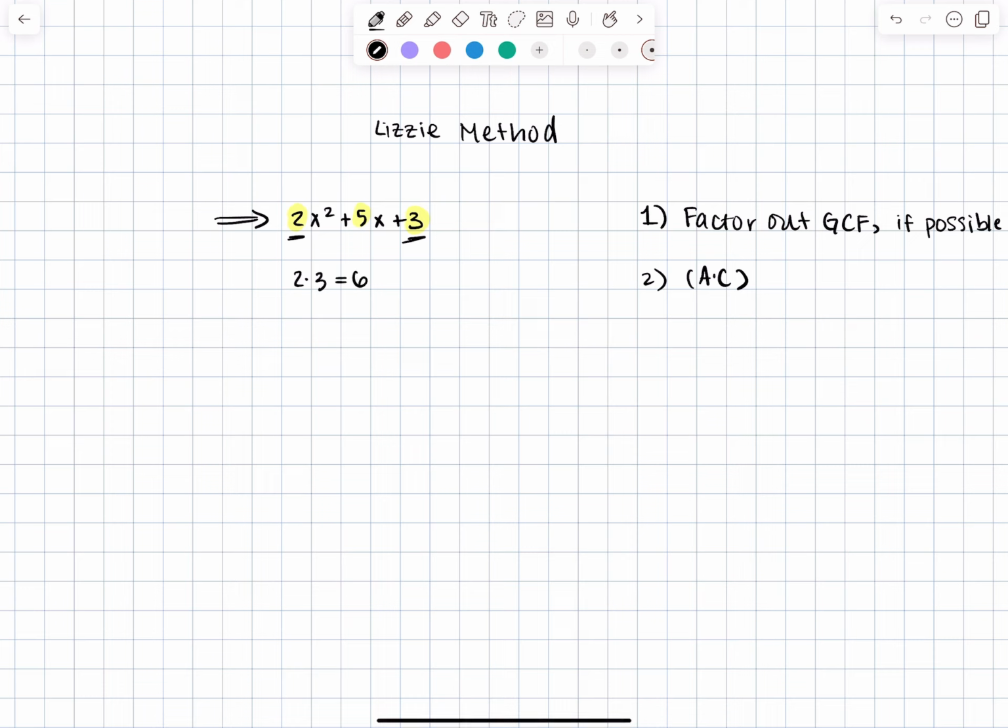And then we have our third step, find the numbers that work. So we need to find two numbers that sum up to the middle number, and the same two numbers that equal AC when multiplied.